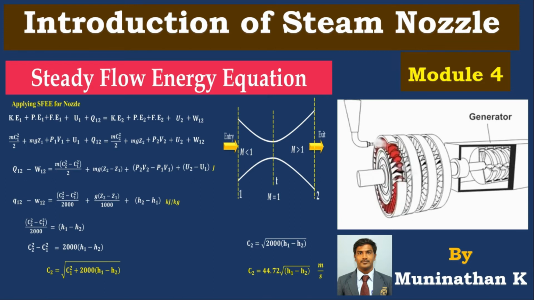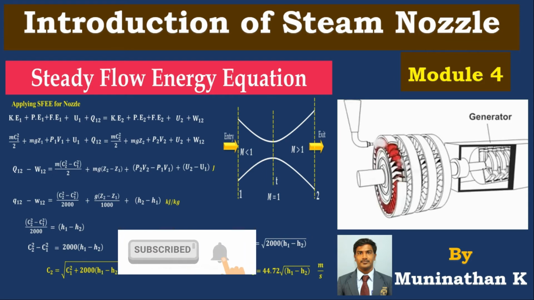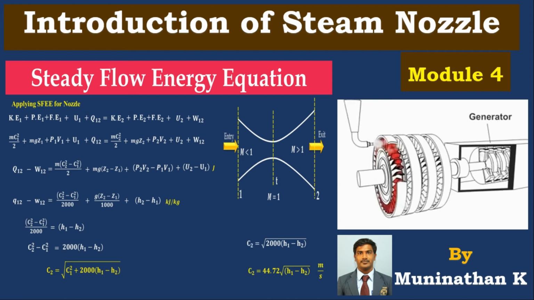Here the working medium is steam. That's why this nozzle is known as steam nozzle. The application of this nozzle is in any thermal power plant to propel the turbine blades, or we also use it for cleaning purposes. The function of the nozzle is to increase velocity by reducing the pressure of steam, as well as an enthalpy drop also takes place here.